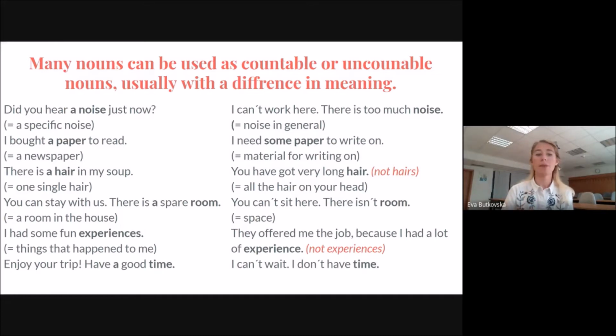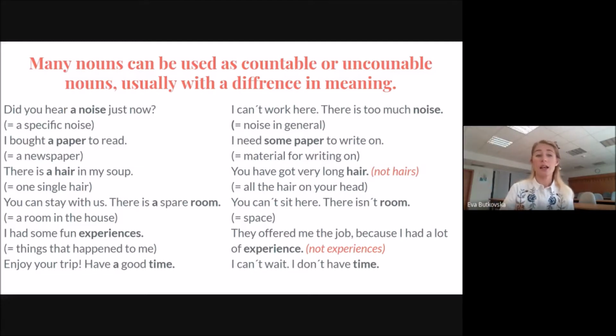Let's look at another example. There is a hair in my soup. I'm talking about one specific, a single hair in my soup. So I can say it is countable, a hair. But if I'm saying you have got very long hair, I'm talking about all the hair that's on your head. So that's uncountable. Never use the word hairs. There is no word such as hairs in English. So think about one hair in soup, that's countable, but all of the hair on your head, that's uncountable.